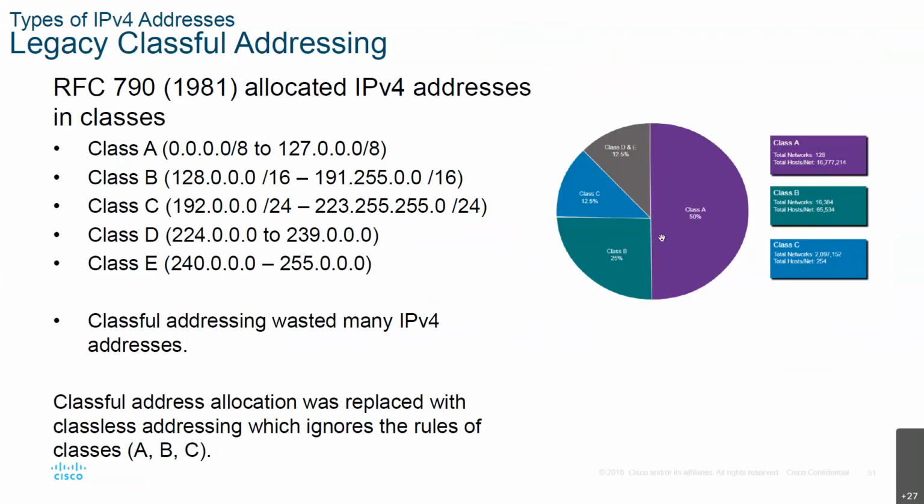So earlier, this was set as Class A, Class B, Class C, Class D, this would be the range, and Class E, this would be the range. This classful address allocation was replaced with classless addressing, which ignores the rules of A, B, and C. No need to follow these. You can actually change.